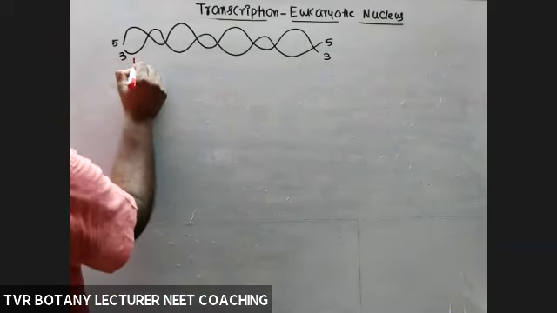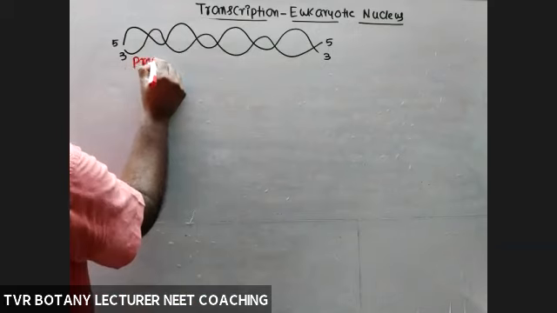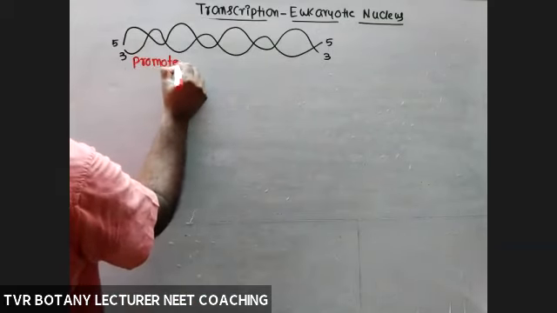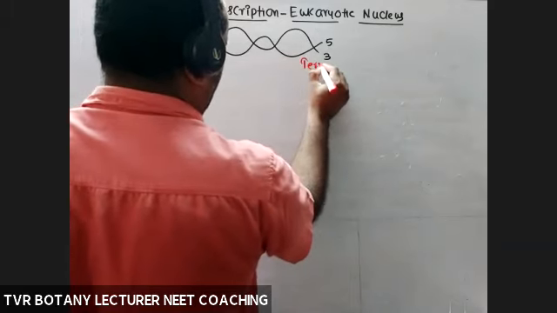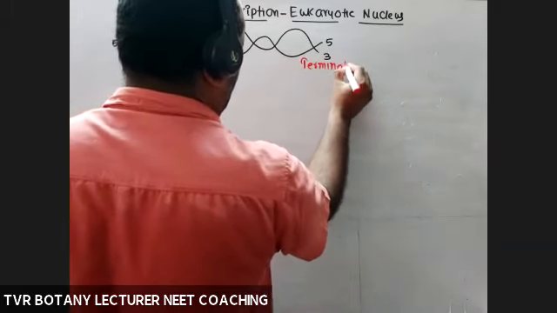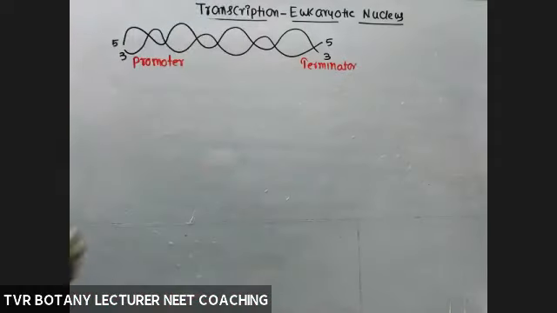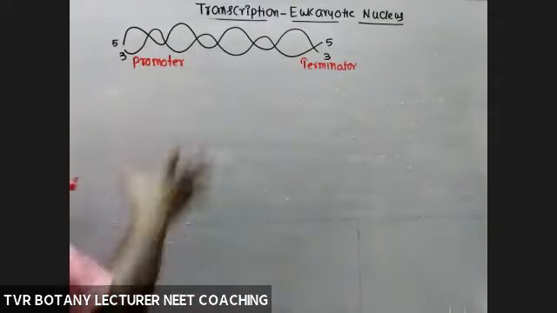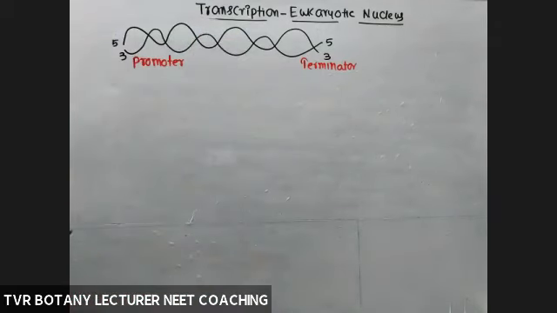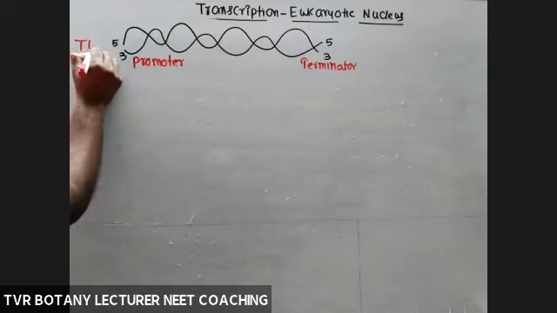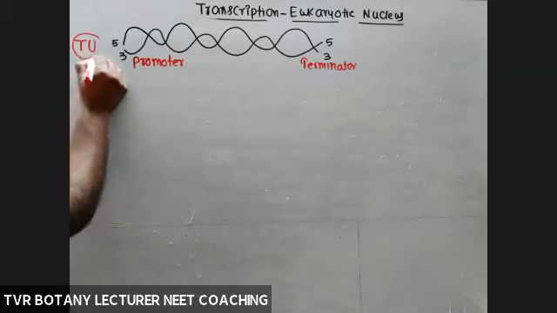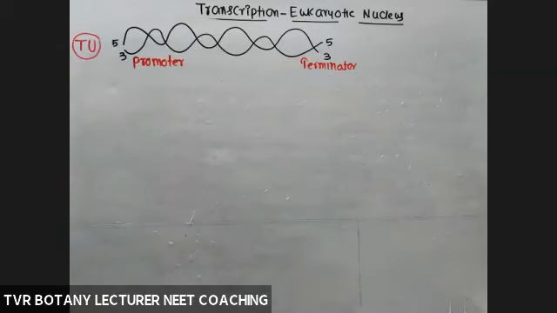This region is promoter region. Terminator region. In between these two are structural genes, this is one transcription unit. Simply I am writing here TU, transcription unit. Take one transcription unit.